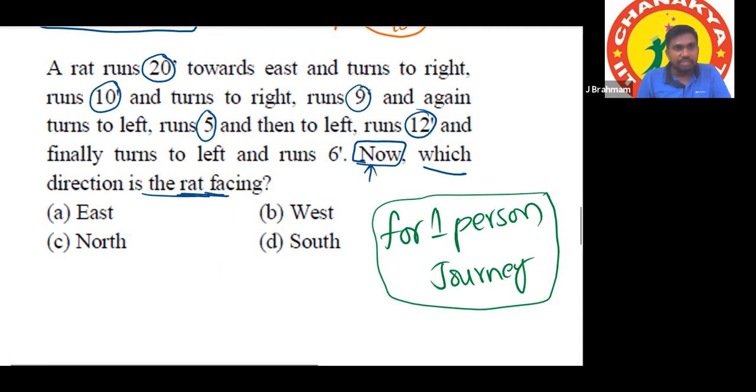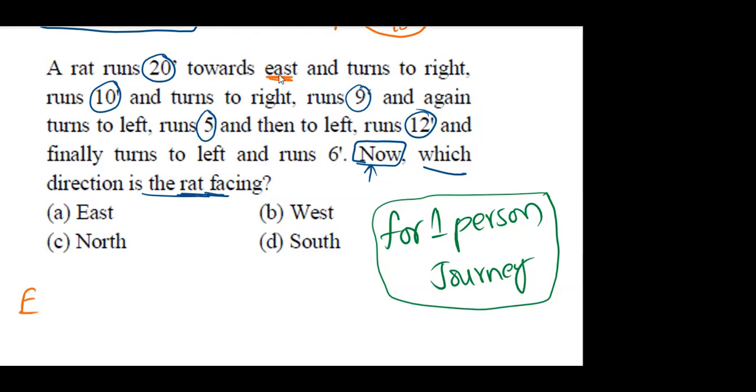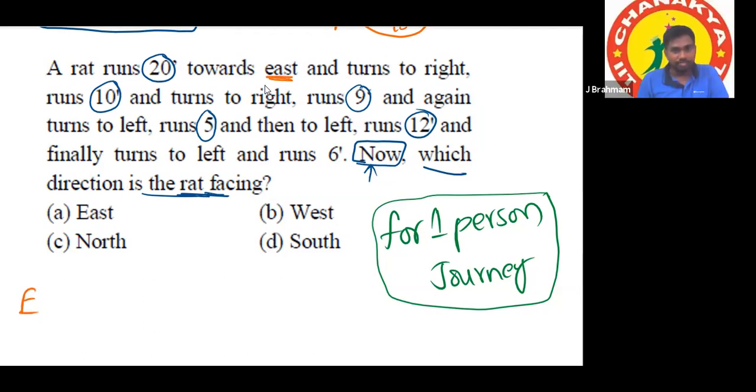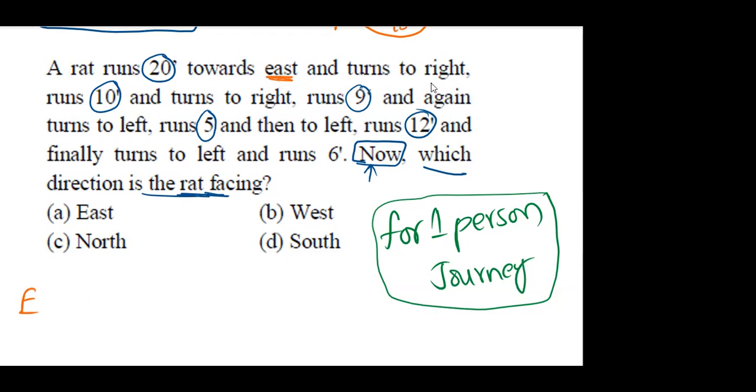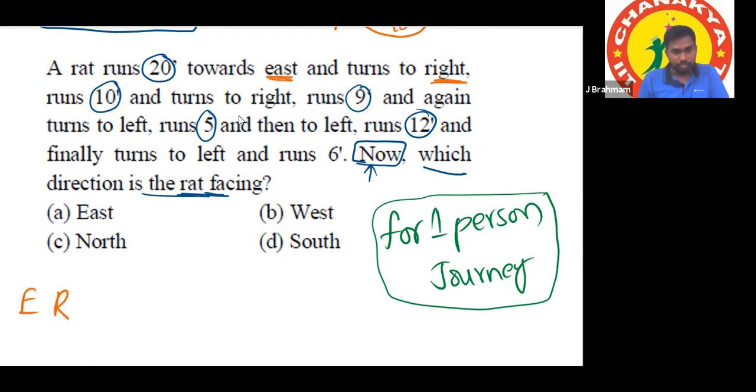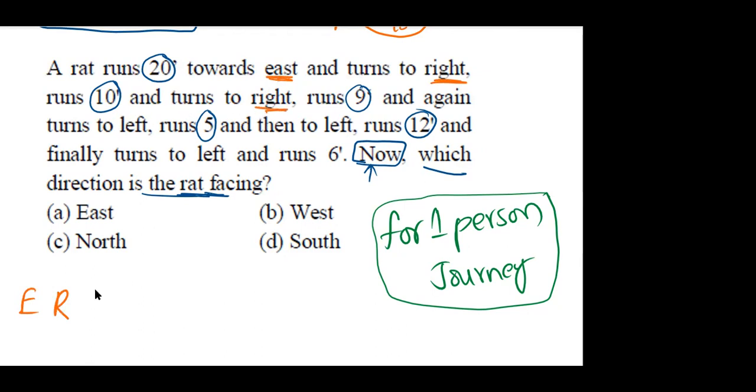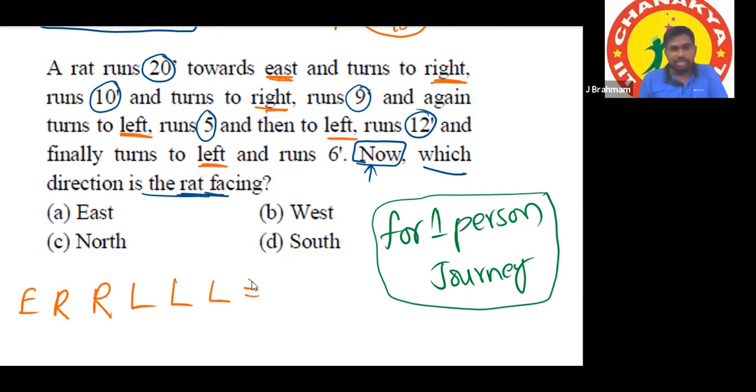So initially, which direction is the rat facing? Tell me. North? East. Oh, east is given. Underline that east. Okay, from there, first right, yes or no? Then again to the right. Then left, left. Next, left, left. That's all, the turnings are over, correct?